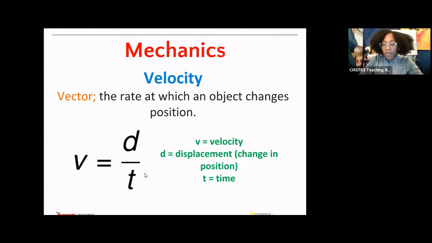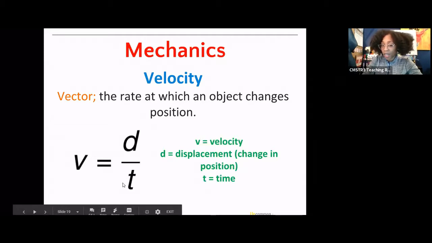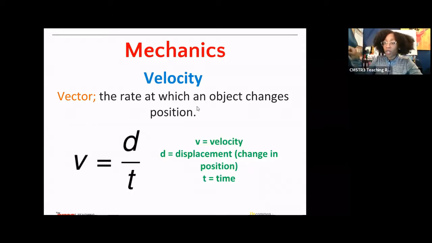Be careful here. The velocity formula is displacement over time, not distance over time. Because velocity measures the rate at which you change your position. So remember, displacement is how far you are from where you started. Velocity is a measure of you changing your displacement, essentially.